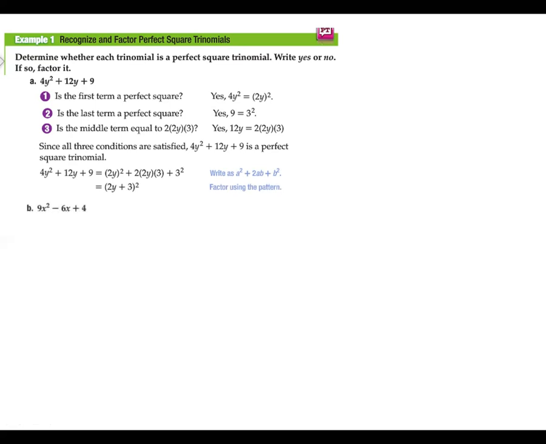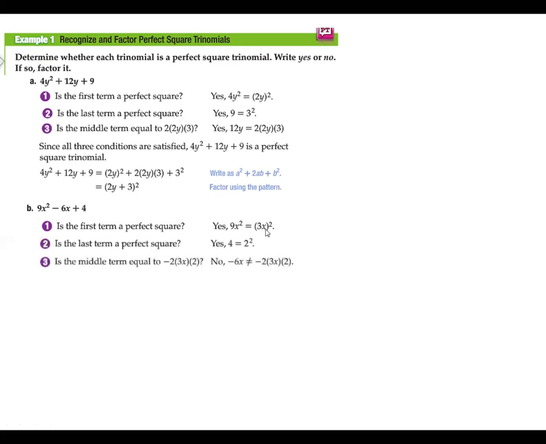This one, 9x squared minus 6x plus 4. Is the first term a perfect square? Yep, 9x squared can be thought of as 3x quantity squared. Last term, 4 is the same as 2 squared. Is the middle term equal to twice the product of those two? Well, if I do 3x times 2, that would be 6x. Double it, you get 12x. While this is not negative 12, it's negative 6. So this is not a perfect square trinomial, so I don't have to try to factor it. It said only factor it if it's perfect square.